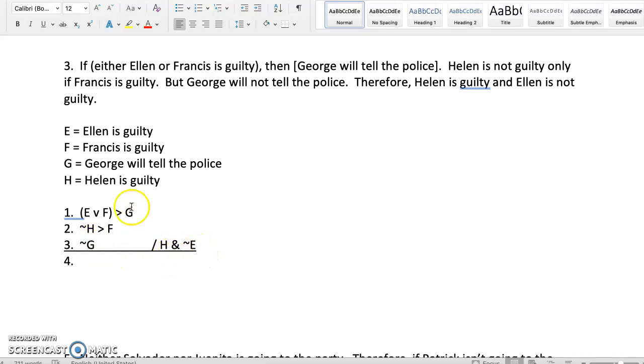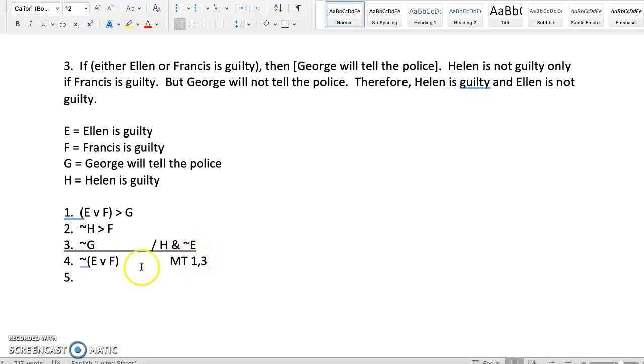All right. Now, the most clear rule I can apply here is on line 1, I have a conditional, and on line 3, I have the negation of the consequent. So that suggests MT, modus tollens. Those are the inputs for modus tollens, a conditional and the negation of the consequent. And as output, I get the negation of the antecedent, so not E or F. And now I can do a De Morgan's rule to get not E and not F.